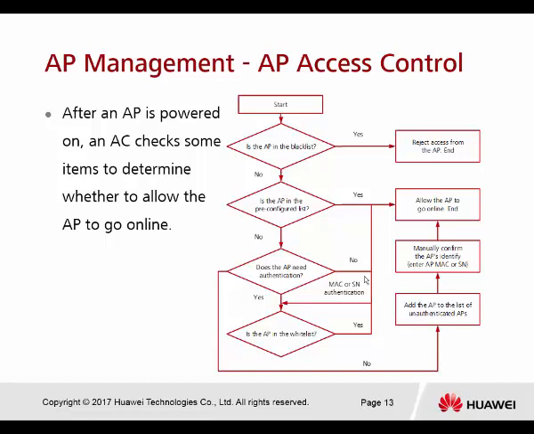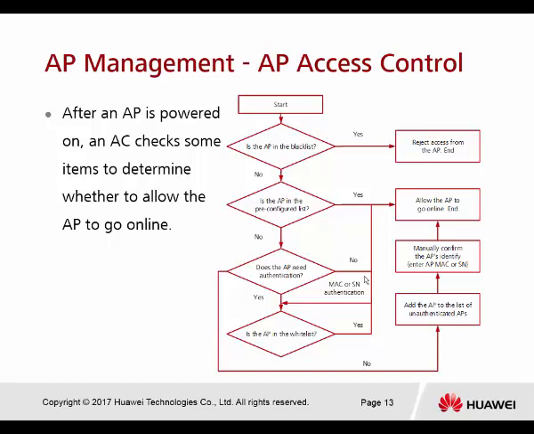AC access control. After an AP is powered on, an AC checks some items to determine whether to allow the AP to go online or not. So the settings just now are based on the AP only. How does the AP find the controller and establish the CAPWAP? And now this one is the process on the controller.